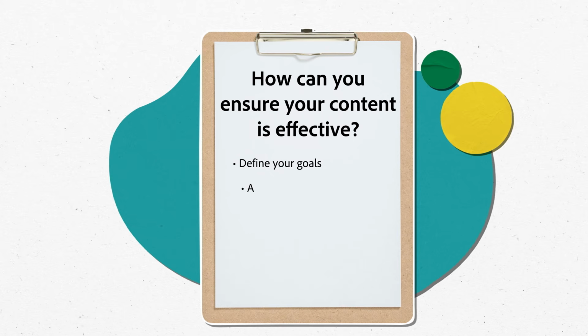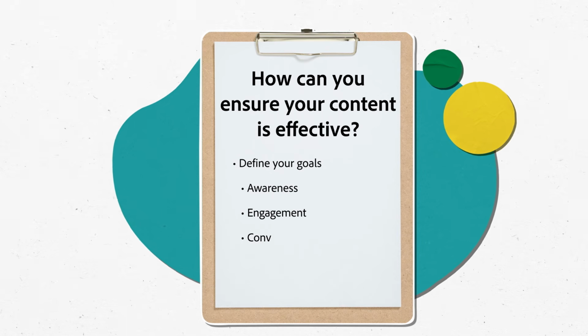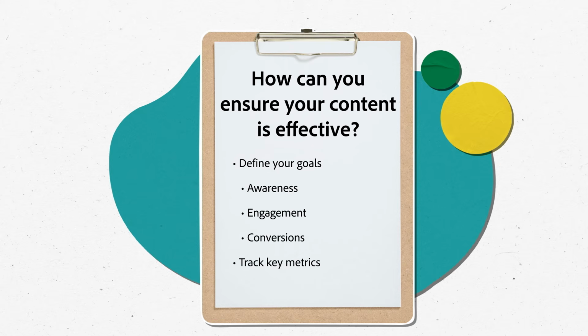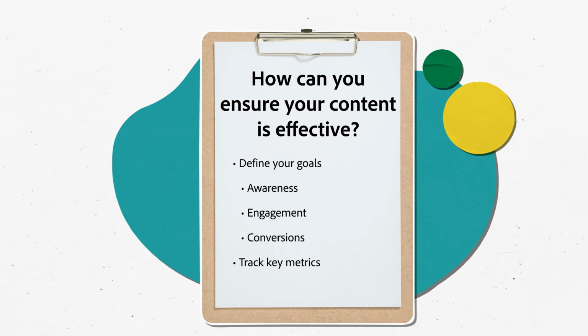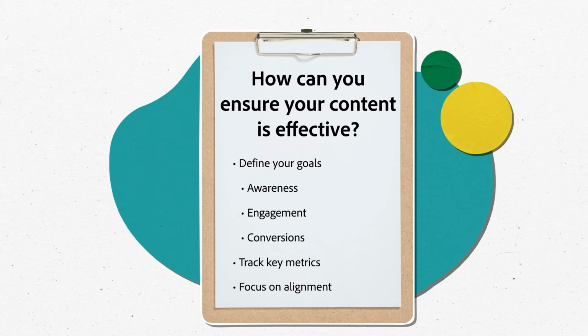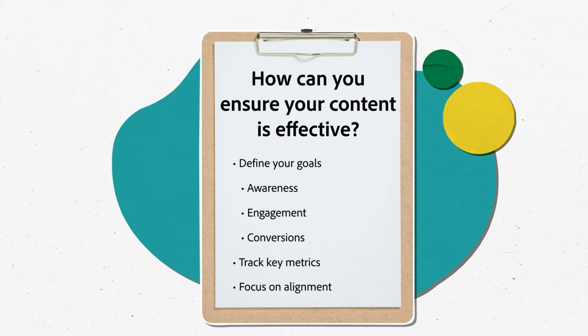Define your goals: awareness, engagement, or conversions. Your objectives guide your metrics. Track key metrics, measure performance, and identify relationships between metrics. Focus on alignment. Ensure every piece of content has a purpose and a measurable outcome. The most effective content doesn't just perform, it aligns with your goals.